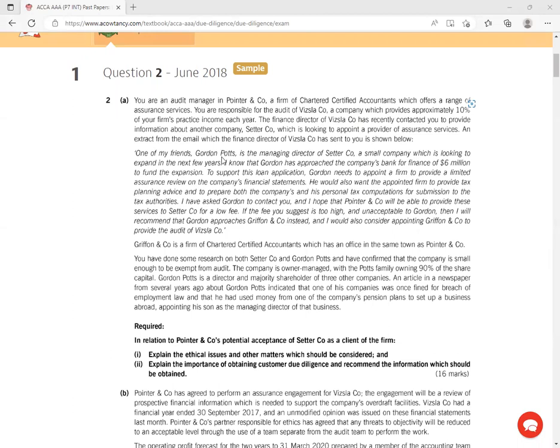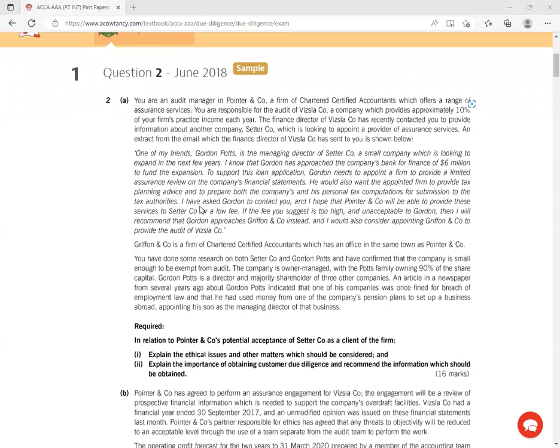One of my friends, Gordon Potts, is the managing director of such a company. So you can see this guy is a friend. A small company which is looking to expand in the next few years. I know that Gordon has approached the company's bank for finance of $6 million to fund the expansion. To support this loan application, Gordon needs to appoint a firm to provide a limited assurance review on the company's financial statements. You would also want the appointed firm to provide tax planning advice and to prepare both the company and his personal tax computations for submission to the tax authorities.